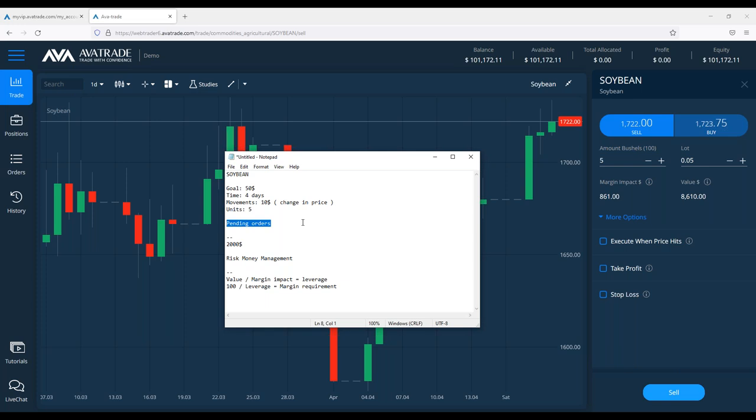Who said resistance? Bongiwe Sime, this is very, very precise. This is the definition of resistance, resisting the chart from going any higher. And the support is the other way around.